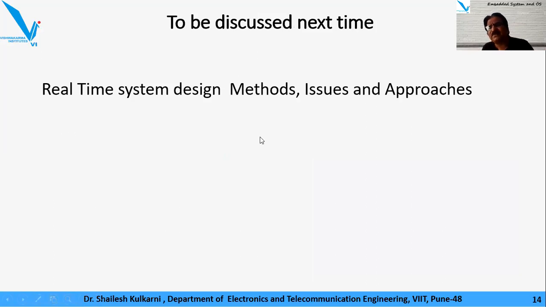In the next discussion, what we are going to understand is how real-time systems are modeled. What are the different design methods? For example, if the task happens to be a periodic task or a sporadic task, how does the real-time system design change? What are the different issues involved? And to address these issues aptly, what are the different approaches that one needs to find?